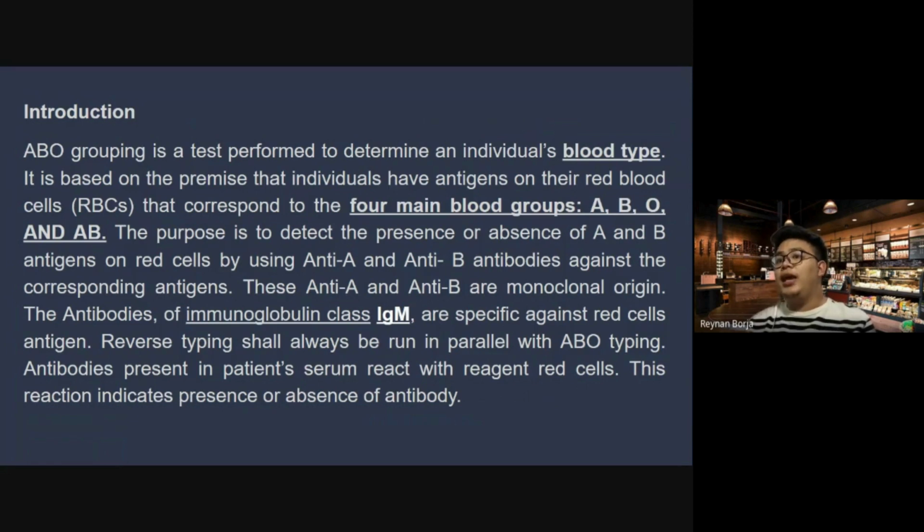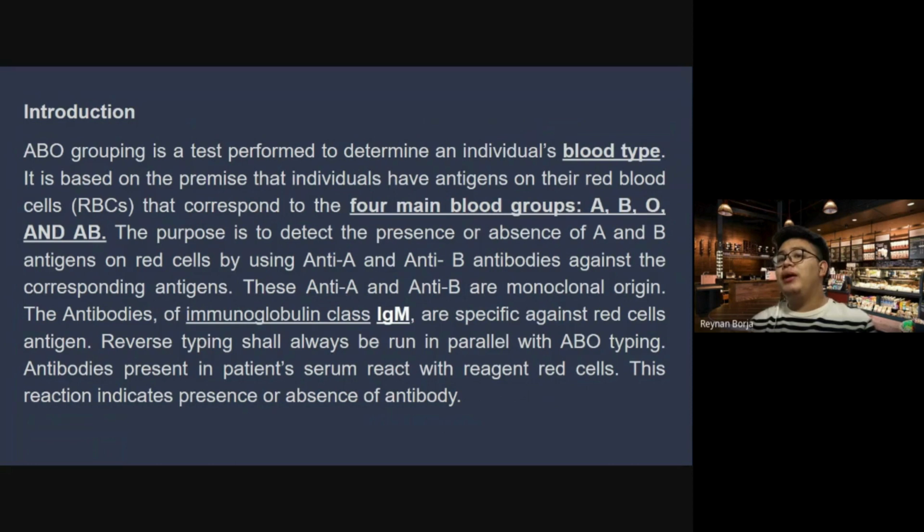Okay? These anti-A and anti-B are monoclonal origin. The antibodies of immunoglobulin class are IgM. Okay, tandaan ha. The antibodies of our blood groups are technically IgM. Okay lang na sa ABO system natin. Okay, tandaan po. And are specific against the RBC antigen. The reverse typing shall always be run in parallel with ABO typing.